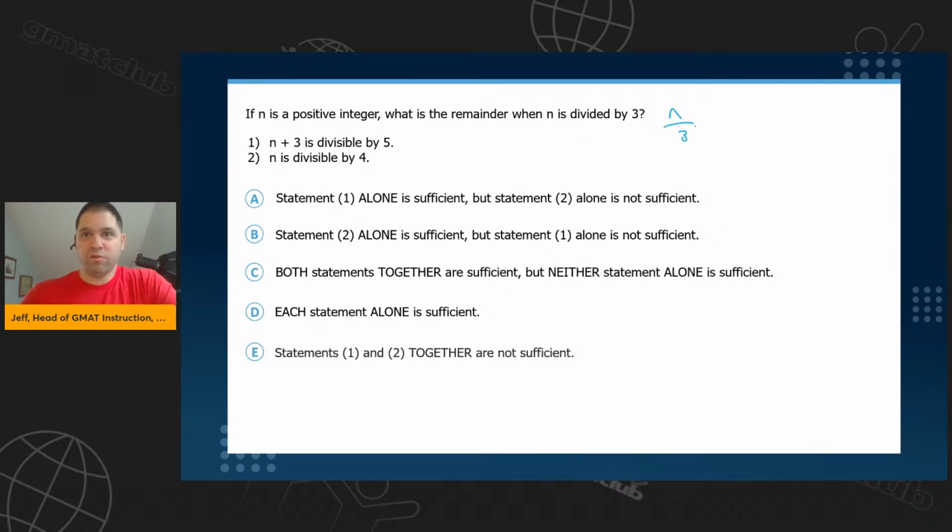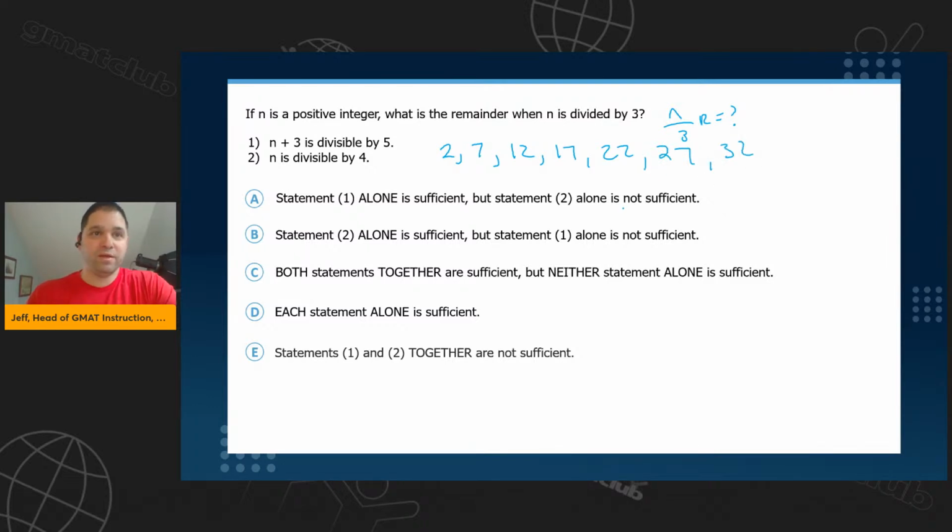You just say n over 3, remainder is what? Now you go to statement 1 and you're going to make your list. n plus 3 is divisible by 5. So what can n be? n can be 2, and then just start adding 5 to it. It's basically an evenly spaced set. It can be 7, 12, 17, 22, 27, 32.